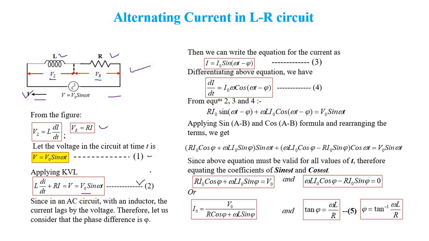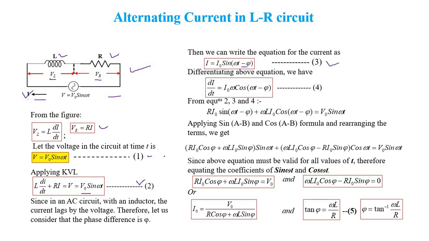Now what will be the value of I? As you know that in an AC circuit with an inductor, the current lags the voltage. Therefore, let us consider that the phase difference is phi. So we can write the equation for the current at time t as I is equal to I0 sin(omega t minus phi). This minus sign shows that the current lags the voltage. So let it be equation number 3.